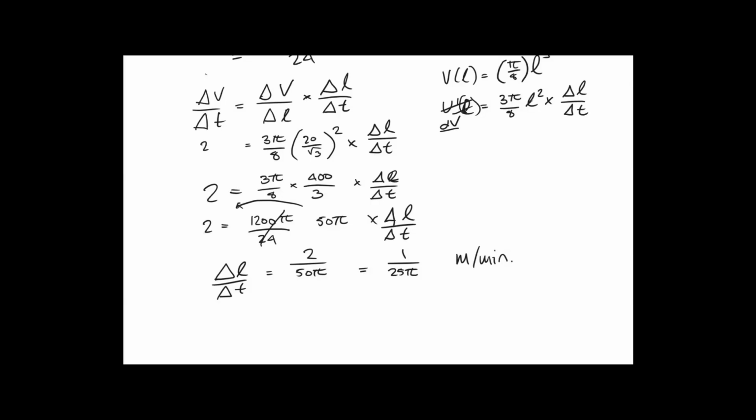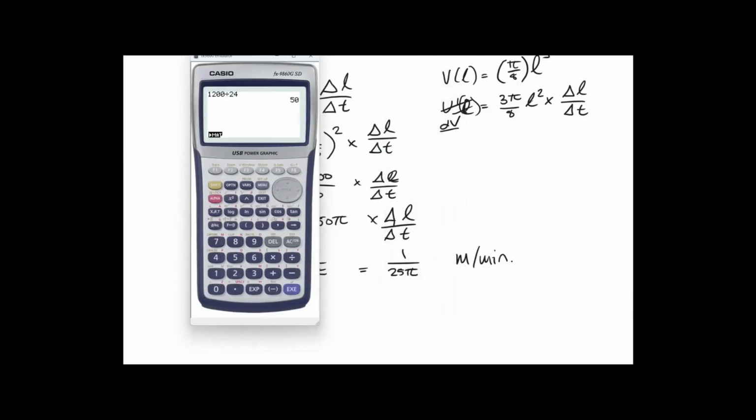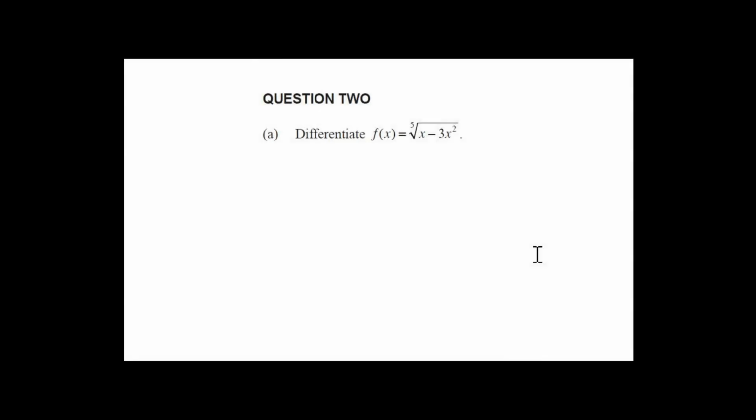So 1 over 25 pi, I don't know what that's going to be, 20 pi, a really, really small number. I'd rather keep it as 1 over 25 pi. So on to question 2. This question wants us to differentiate this function, and it's to the 5th power.